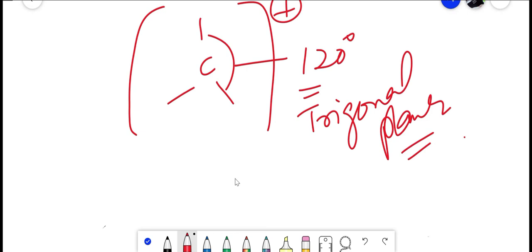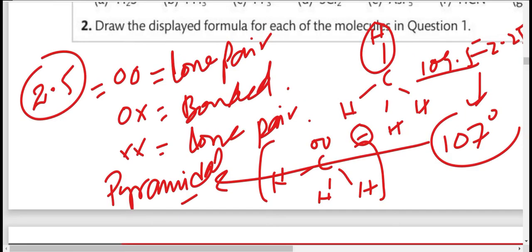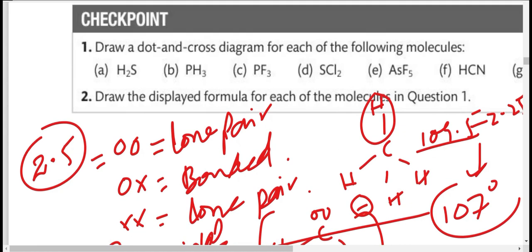Right? Are we clear with this? Okay. I'm moving to the structure of H2S.